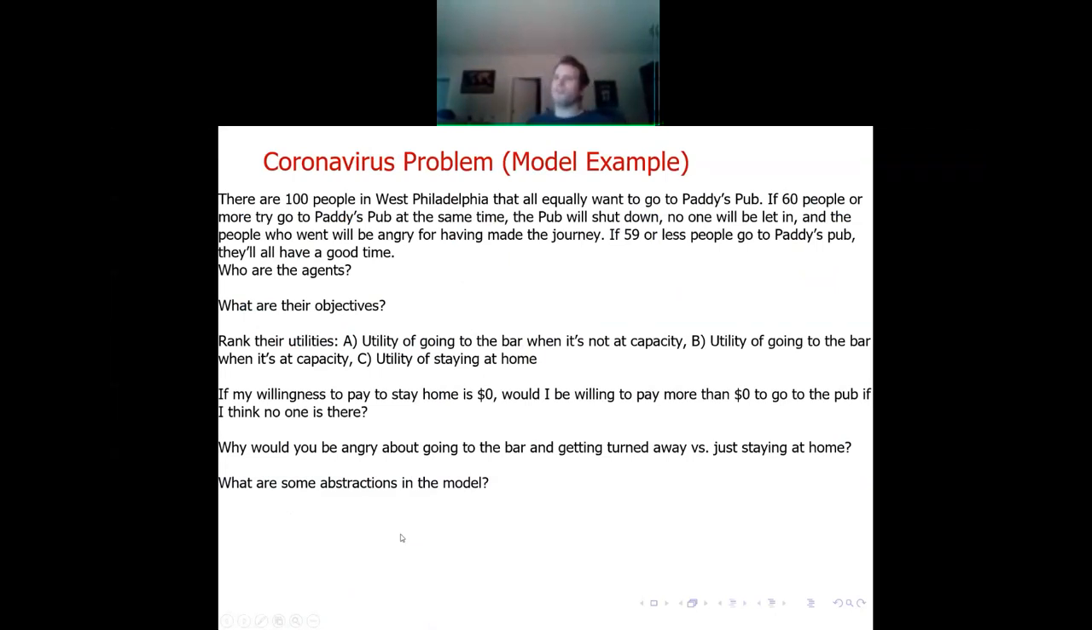All right, so next up I have an example of a model. This is a model that I obviously made Philadelphia based, but this is a legit game theory model. I just made it cooler. So imagine you have 100 people in West Philly that all equally want to go to Patty's Pub. If 60 try to go at the same time, the pub will shut down, no one will be let in, and the people who go will be angry for having made the journey.